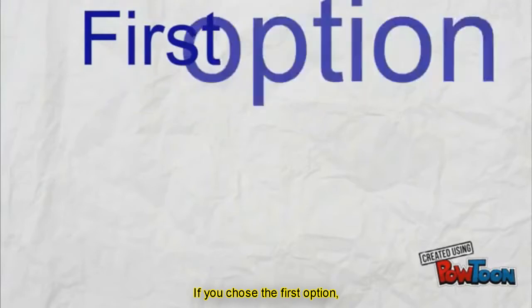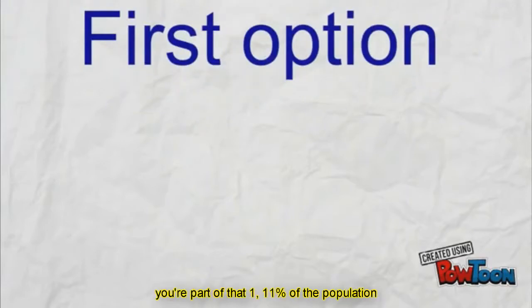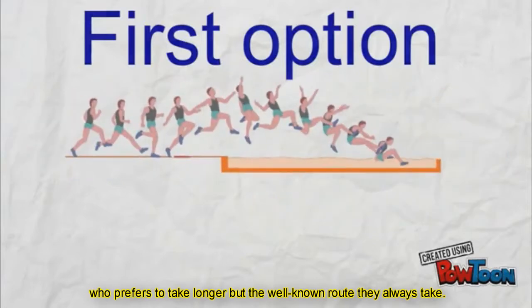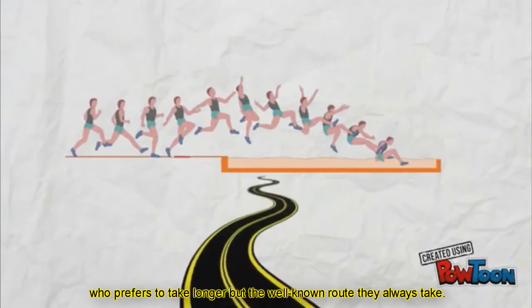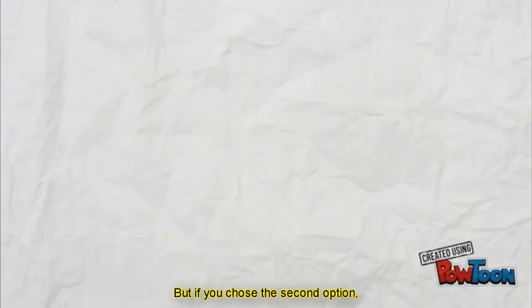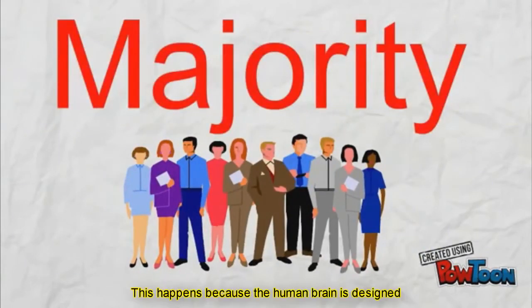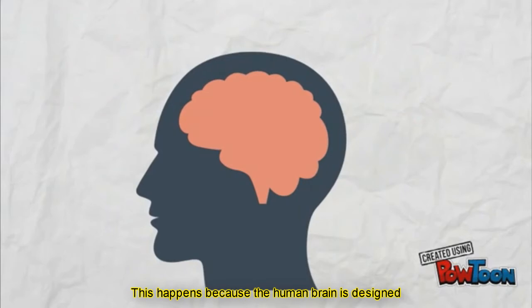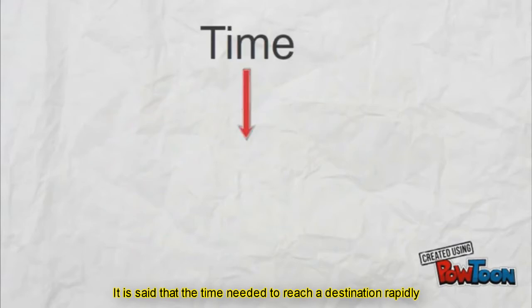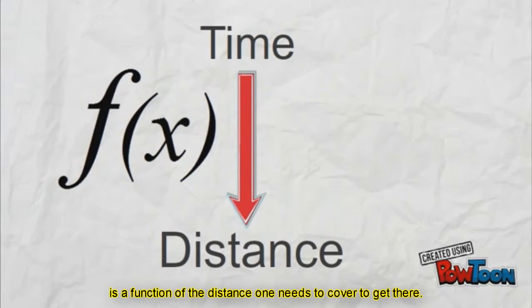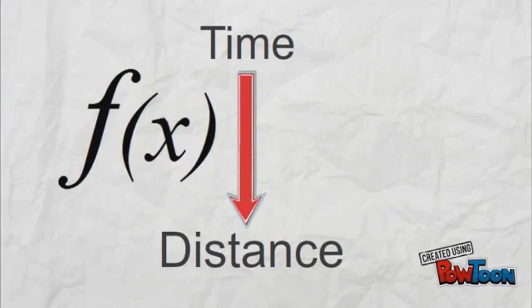If you chose the first option, you are part of that 1.11% of the population who prefers to take longer but the well-known route they always take. But if you chose the second option, you belong to the majority. This happens because the human brain is designed to reach a destination in the fastest way possible. It is said that the time needed to reach a destination rapidly is a function of the distance one needs to cover to get there.